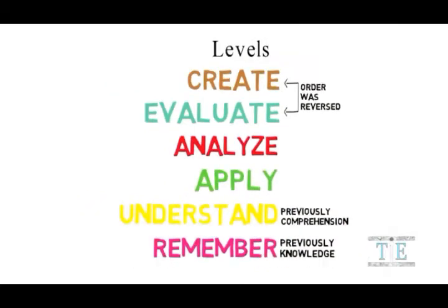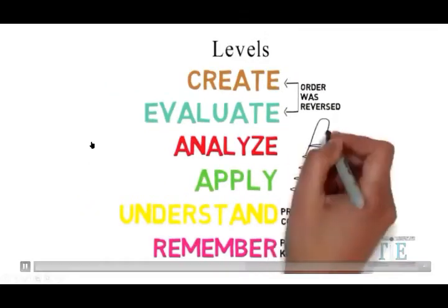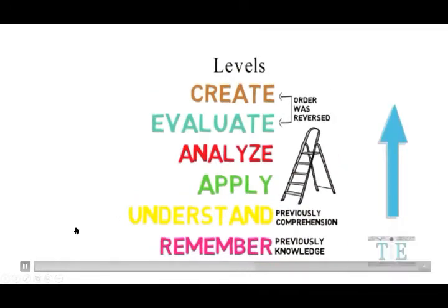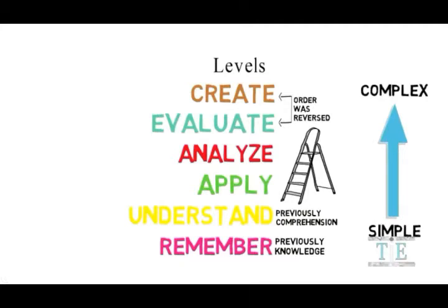Bloom's taxonomy is actually a hierarchy where students must first master the lower levels before mastering the higher levels. The lower levels are relatively simple levels, while the higher levels represent more complex cognitive rigor. The higher levels are more abstract as well.